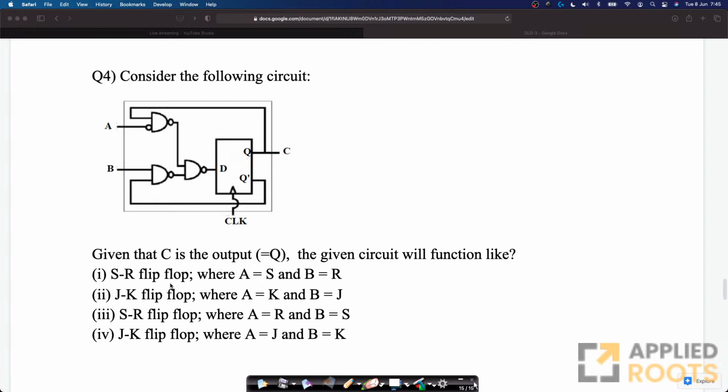Again, it's very scoring. If you're a little careful, you can score marks. By GATE standards, this is often considered a medium-level problem, but it's actually easy to solve. If you're careful, you can easily get marks here. This is a very common pattern that we observe in GATE, especially with respect to sequential circuits. This question is also very prone to silly mistakes, so please be careful. There are many ways of solving it.